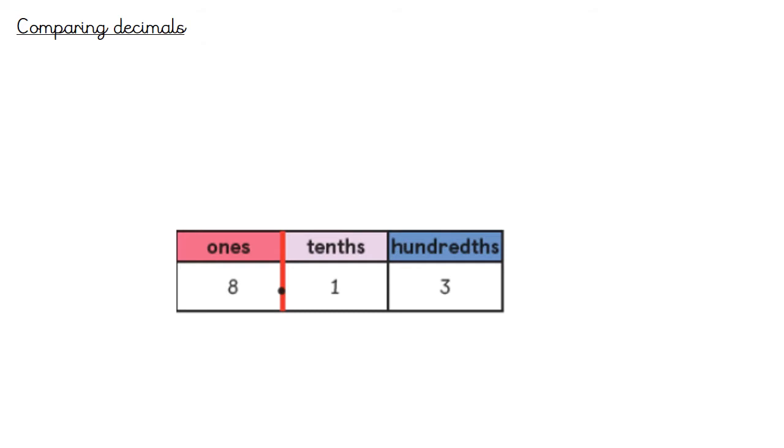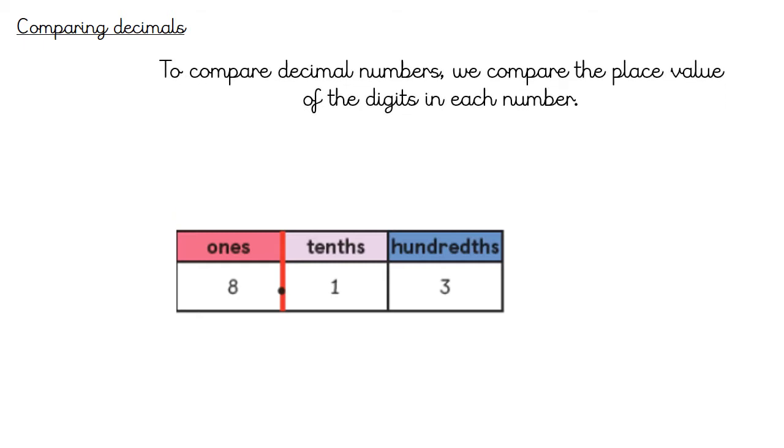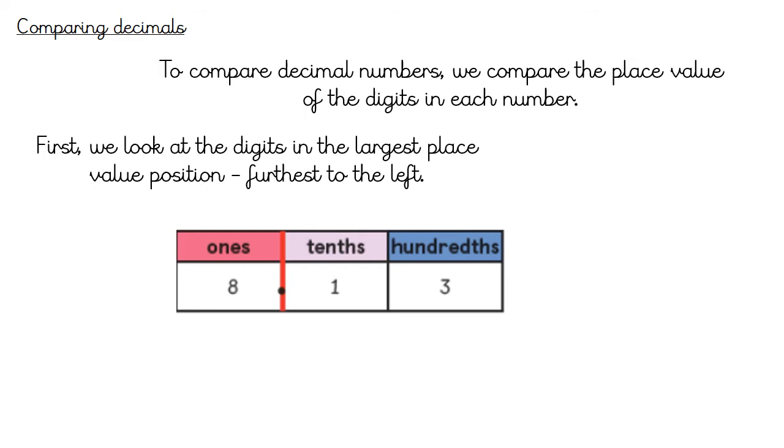Okay, let's crack on with today's lesson, which is about comparing and ordering decimals. So let's look at comparing decimals. To compare decimal numbers, we compare the place value of the digits in each number. First, we look at the digits in the largest place value position, furthest to the left. So we know that ones are greater than tenths, which are greater than hundredths. So when we're comparing decimal numbers, we always start at the left.